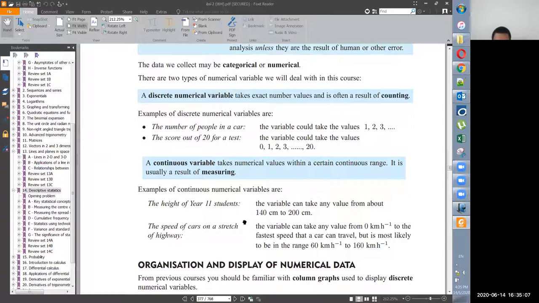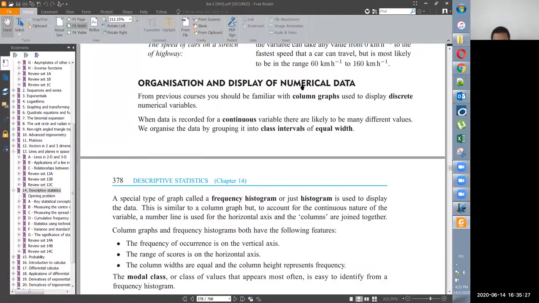Or you want to measure the height of somebody or the height of a group of people. So the height can be continuous and the temperature of a room is also continuous. And then organization and display of numerical data. So that is like how we can organize the data.